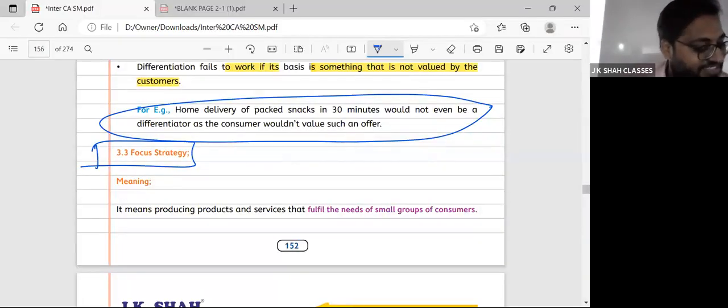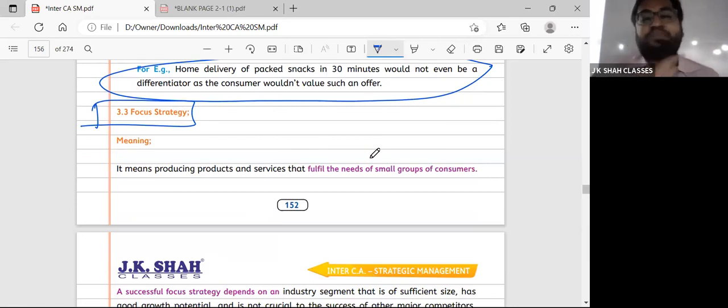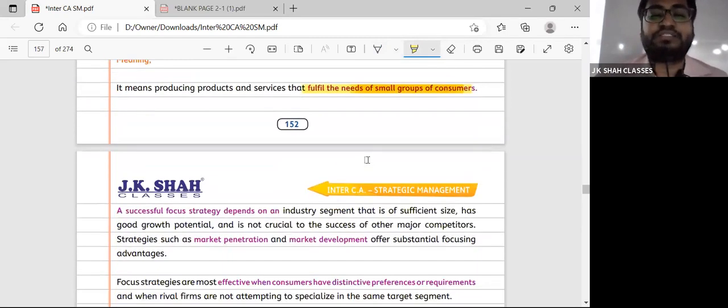Focus cost leadership means what? Narrow market, standardized product. What is focus differentiation? Narrow market, unique product. Okay. Let's read this. Focus strategy. It means producing products and services that fulfill the needs of a small group of consumers. Small group of consumers.